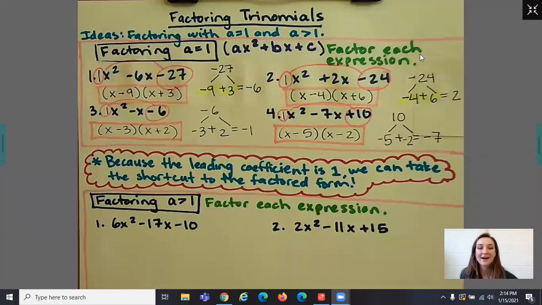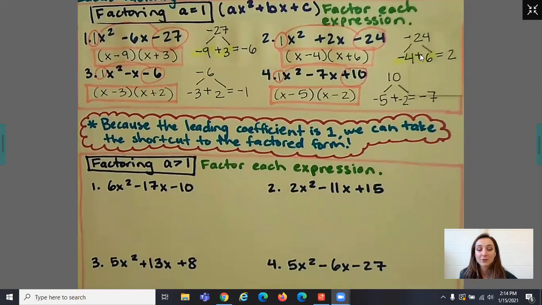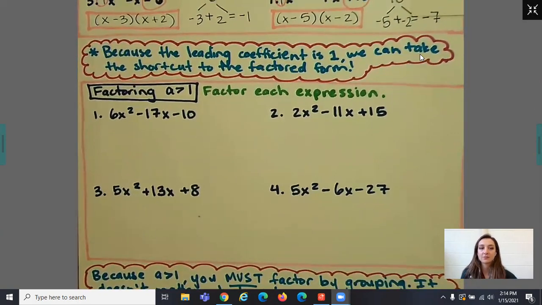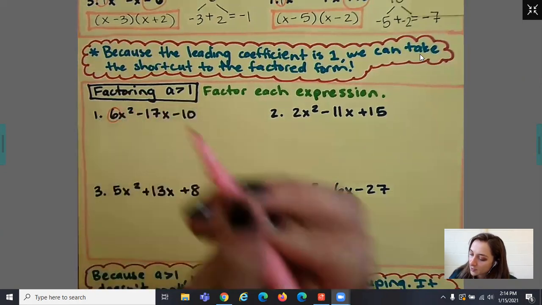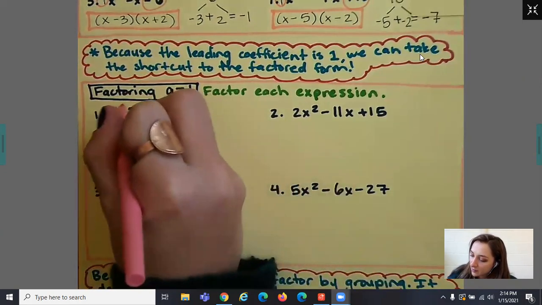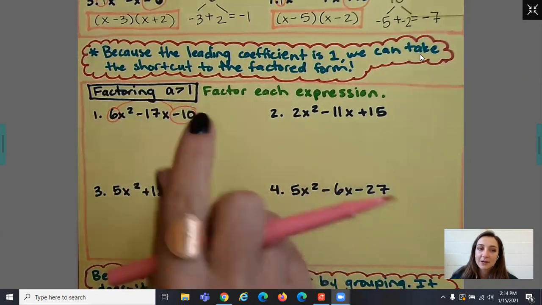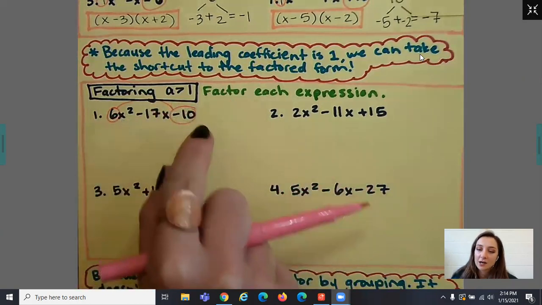Hello, everyone. In this video, we're going to be factoring with a greater than 1. So this is not going to be taking the shortcut like we did up top. We are still going to use our headphones method. So I'm going to circle the number in the front of x squared, and I'm going to circle the number on the end. Now, whenever I say this, I don't just mean the very first number that you see. I mean the number in front of x squared and the constant on the end.